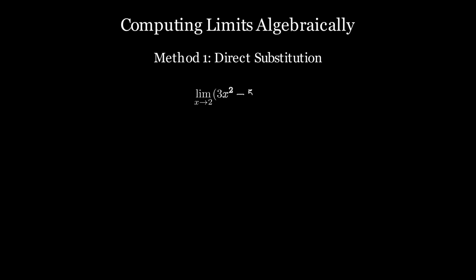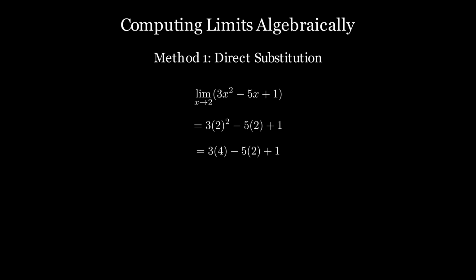Let's evaluate the limit of 3x squared minus 5x plus 1 as x approaches 2. For many functions like this polynomial, the limit at a point is simply the function's value at that point, so we can directly substitute 2 for x. We replace every x with 2.